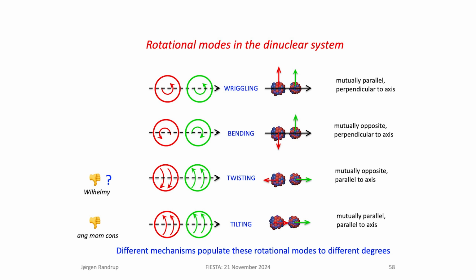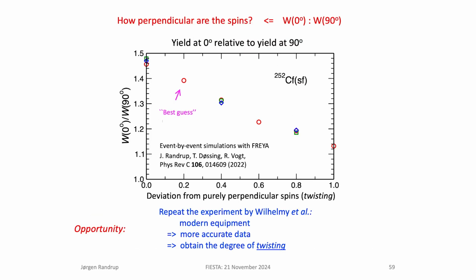And first of all, the tilting you can forget about because it mostly comes in if you have some significant overall rotation, and you don't in fission. And Wilhelm has showed us that there's not very much twisting, but how little is the question I want to address in a moment. So we try to make some simulations, that's the beauty of the FIRE, we can put in what we want in terms of how much tilting or not, and then see what we get. And here is a result for the yield.